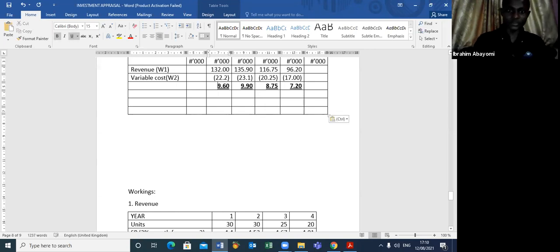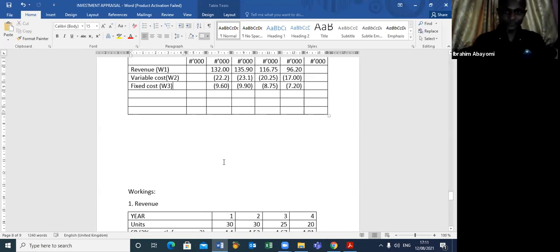So all these are costs. I put them in brackets. Let me remove the underline and bold. Fixed cost, note fixed. That's a work note, work note 3. Okay.